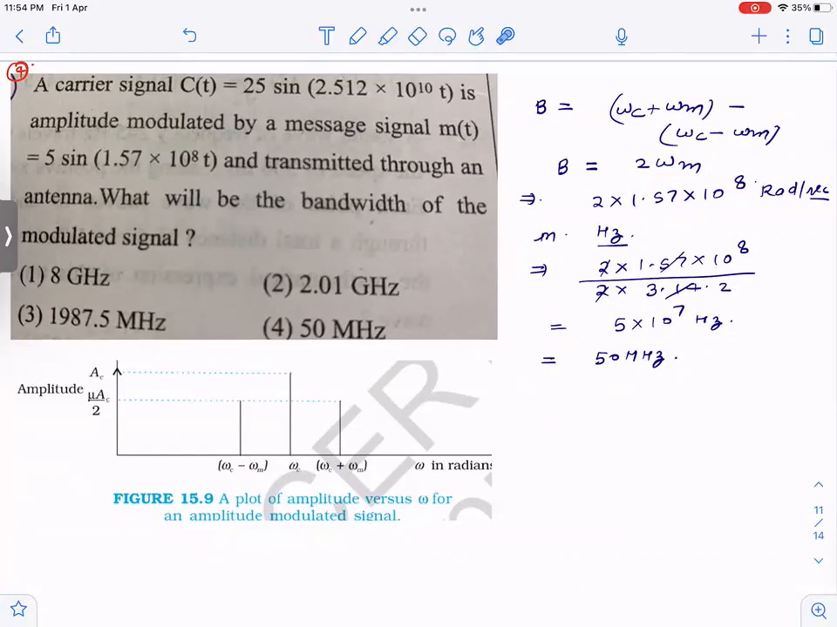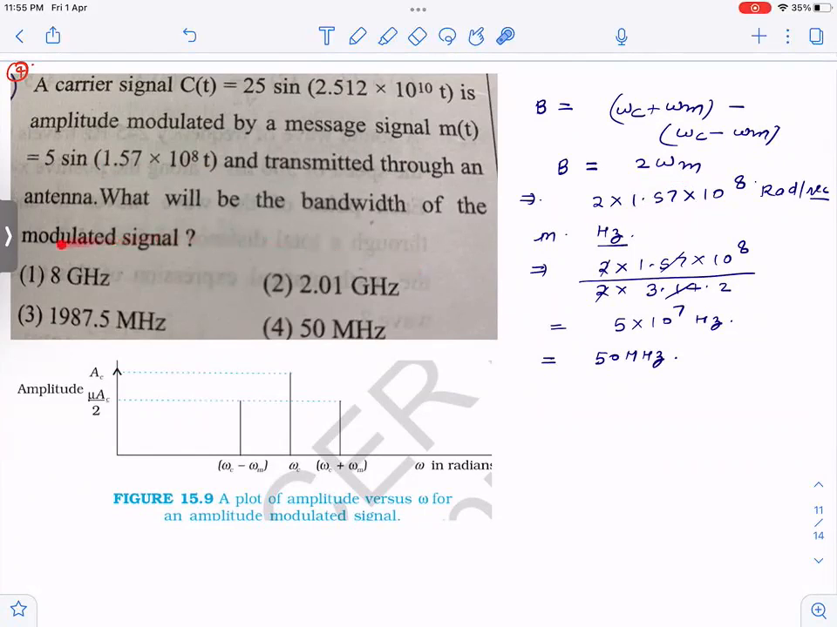How do you identify which is the modulating signal? The modulating signal will have lesser frequency and the carrier signal will always have more frequency. The reason we have discussed in the previous video. So this is 2 into omega m. So this is omega, right? So it is 2 into 1.57 into 10 power 8.